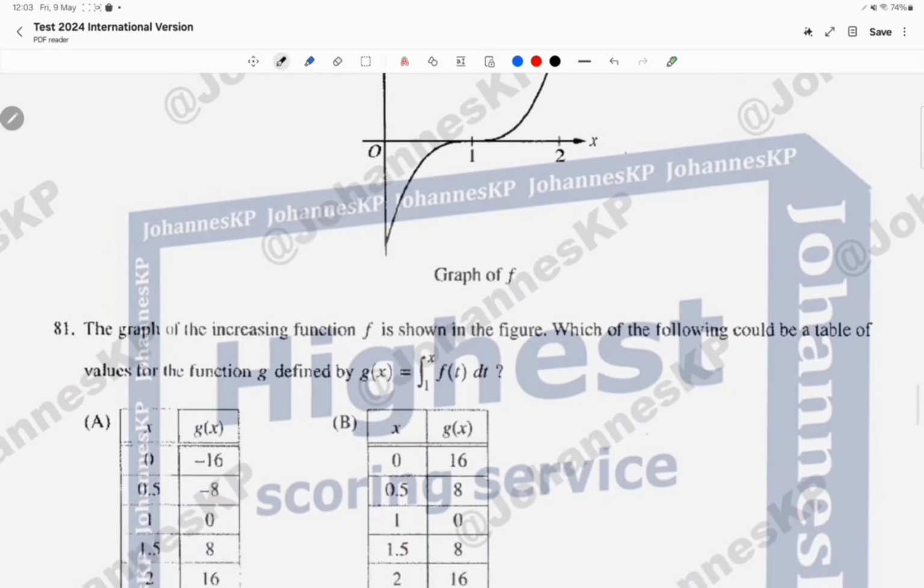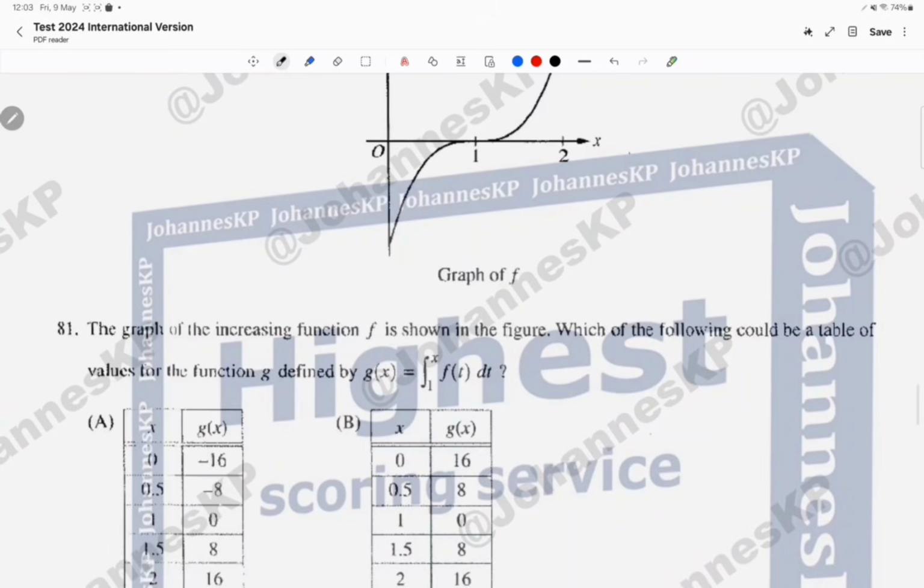Okay, so 81. This is F, and G is the integration of F, starting from 1. So basically, G is the area, right? So when x is 0, to integrate from 1 to 0, we have to go backwards. And if we go back, it's going to be negative. Okay? It's going to be what? Negative.